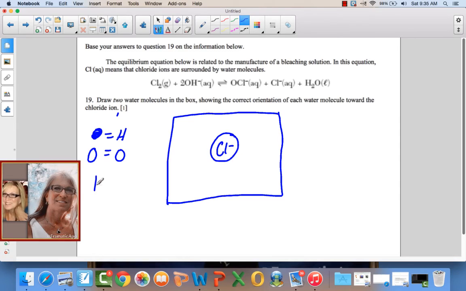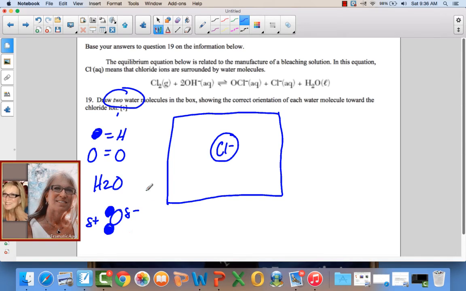So first of all, you know that H2O, you have to formulate what a molecule would look like. So you've got one O and you've got two H's. They want you to draw two water molecules, so that's important that we remember that. And we also have to remember that water is polar. So the side with the higher electronegativity pulls the electrons more and has the negative charge. So this side is slightly negative, this side is slightly positive.